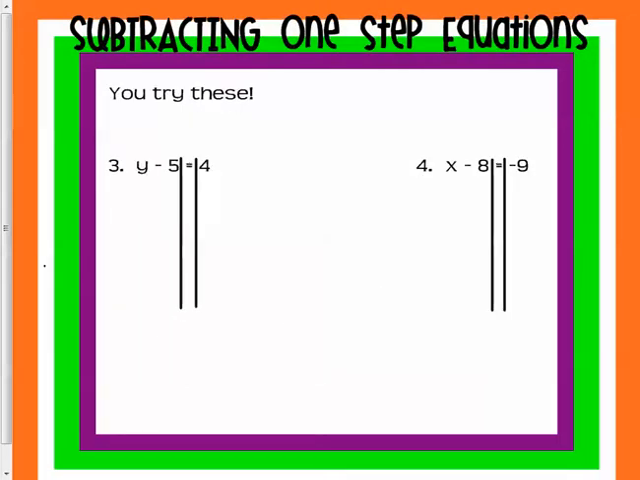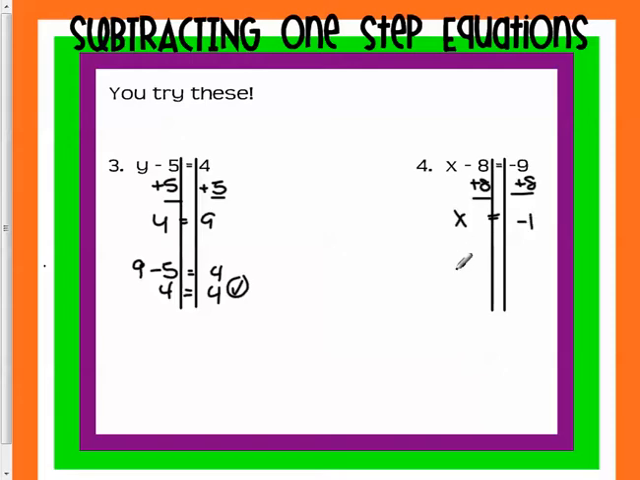Okay, so go ahead and try these for me, and I'll be back in just a second to show you what I did. Okay, so check your work with a red pen. We're going to add 5 to this side and to this one, so we get y equals 9. And if you plug it back in, 4 does equal 4. Over here you're going to add 8 to both sides, so you get x equals negative 1. If you plug in negative 1 minus 8, you get a negative 9, and negative 9 equals negative 9 is true.